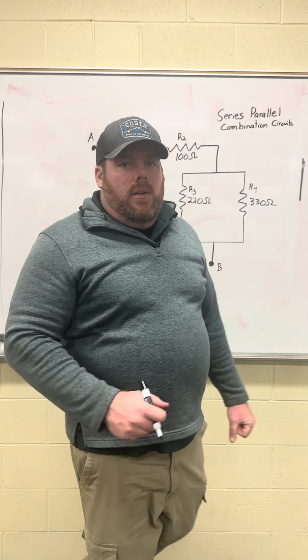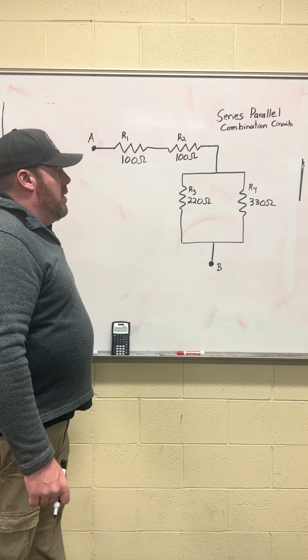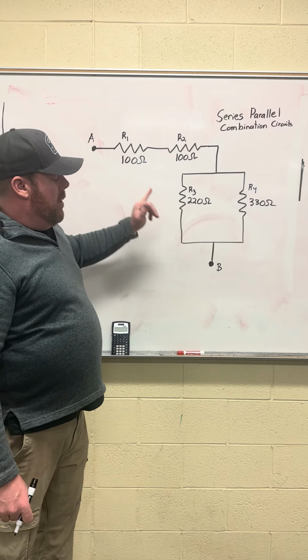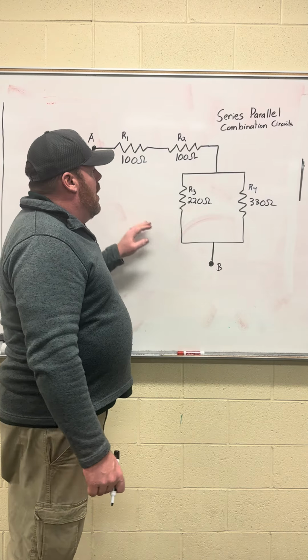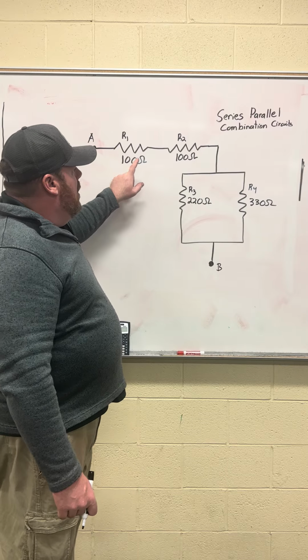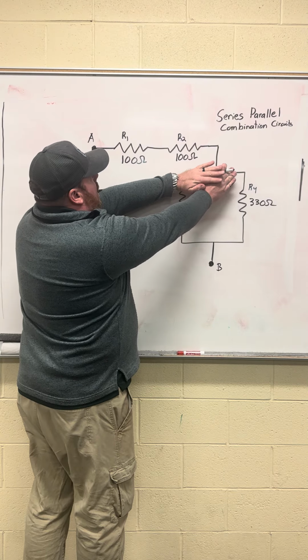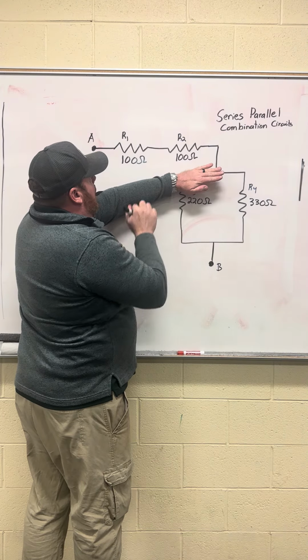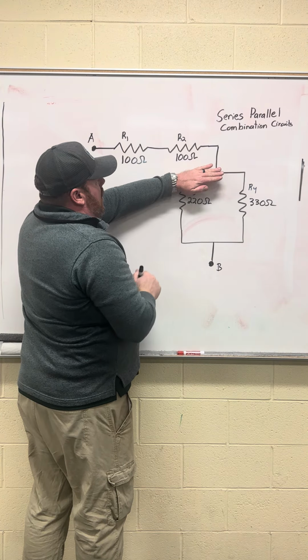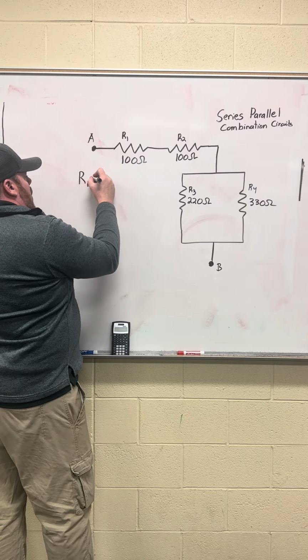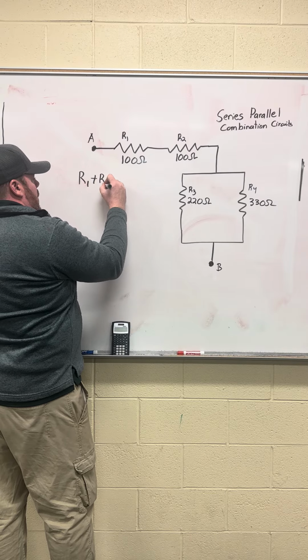Okay, so let's look at another example of a series combination circuit. In here, we're going to measure the total resistance between points A and B. If you'll notice, we have R1 in series with R2. If we just look at these two, a straight path through there, R1 and R2 are in series with one another. We've got R1 plus R2.